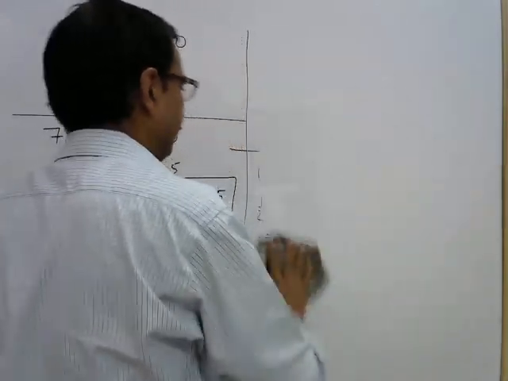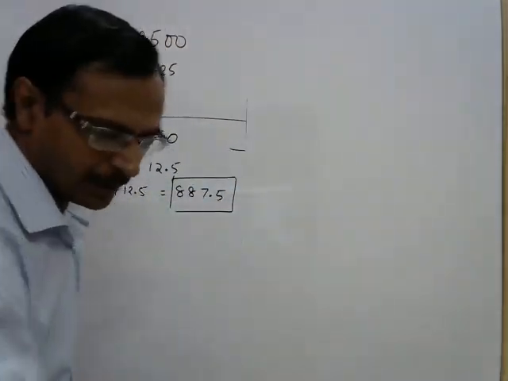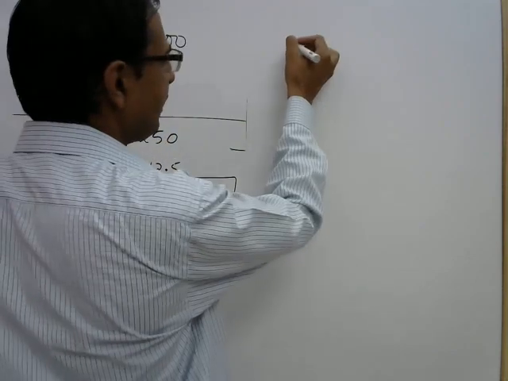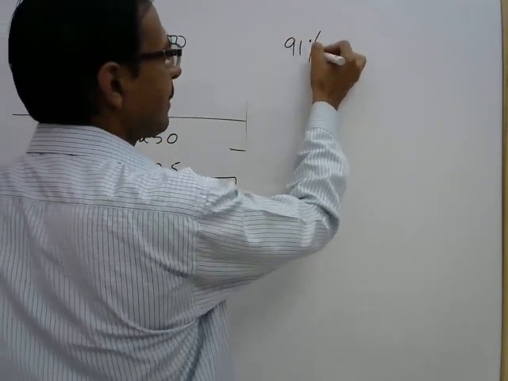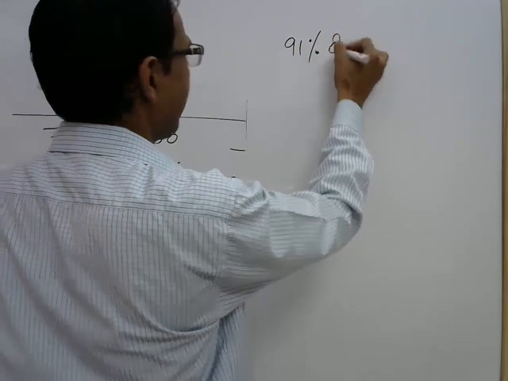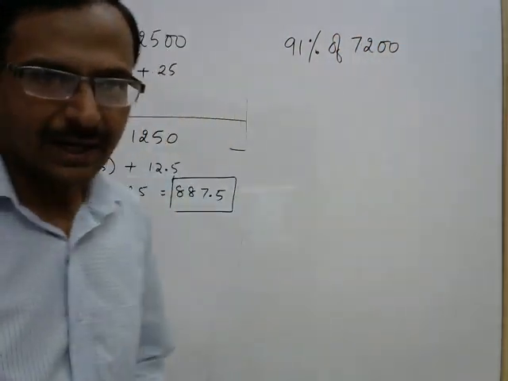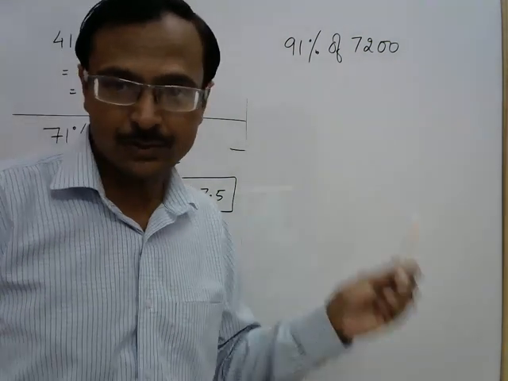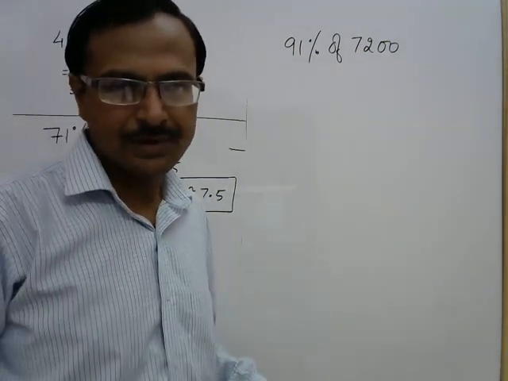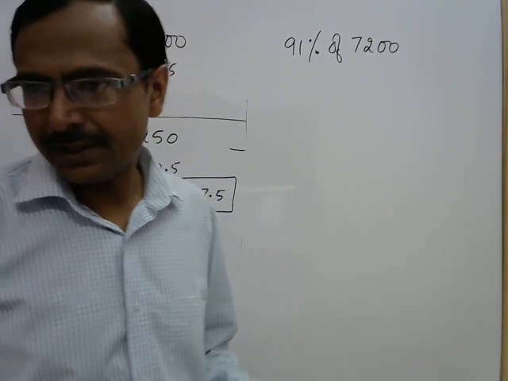This time, I'm going to give you an easy one. Say we have to calculate 91% of 7,200. Okay, 91% of 7,200. Get on with this one, friends. I am sure you will get it this time.